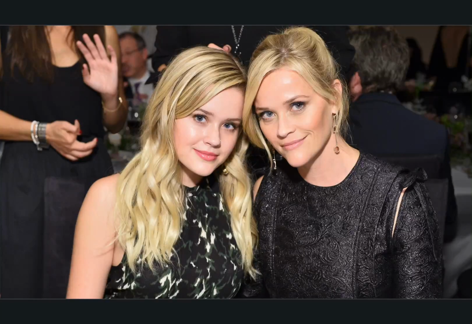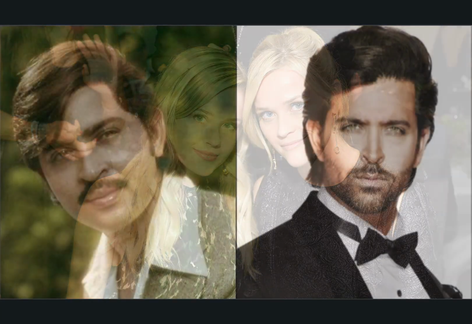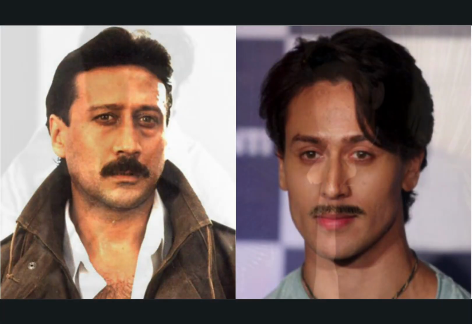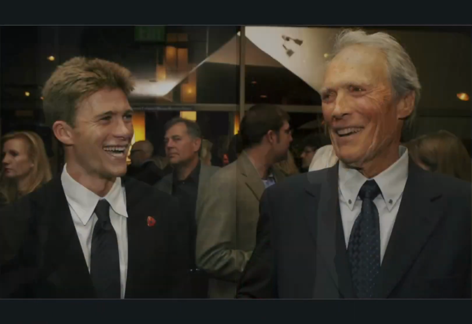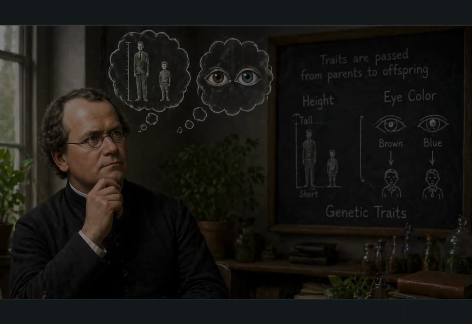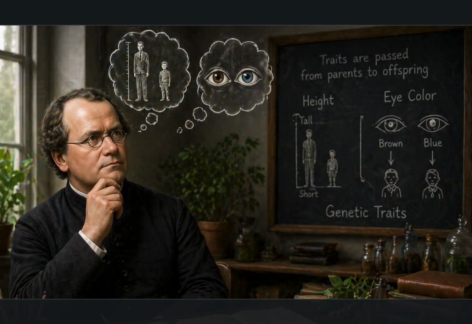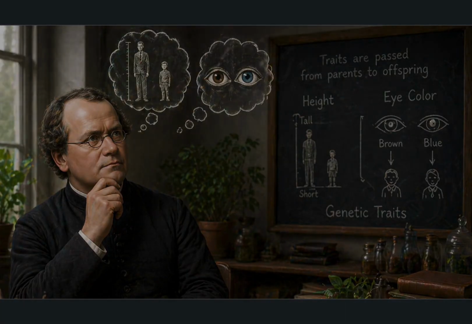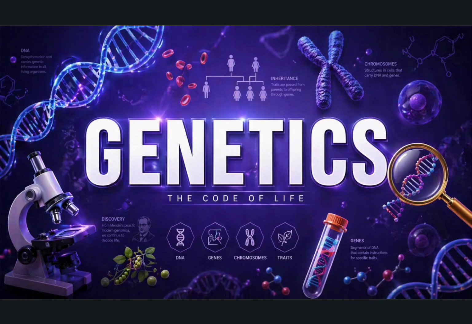Have you ever noticed that the children look like their parents? Sometimes they inherit more than one feature at the same time. For example, a child may have eye color like one parent and the height like another. How do two different traits get inherited together? Let us understand this with the help of genetics.